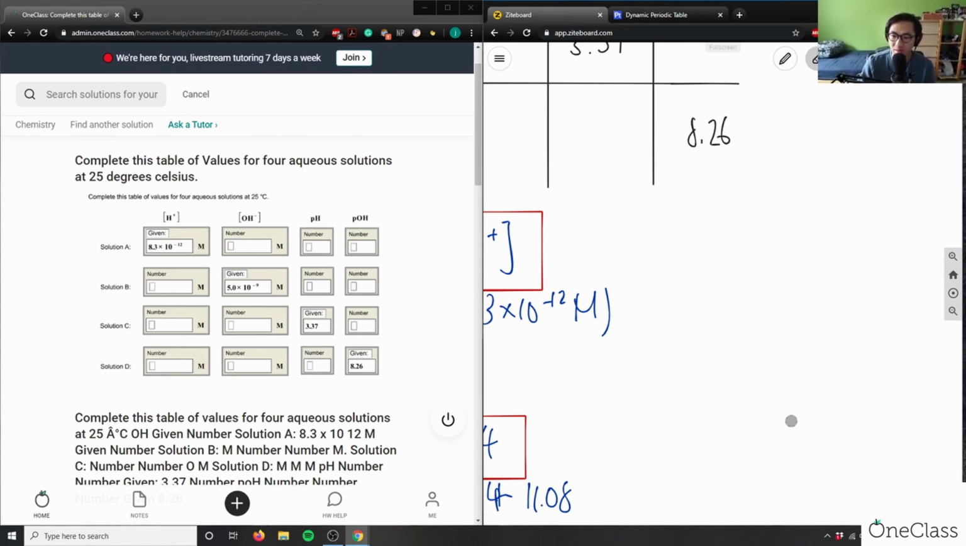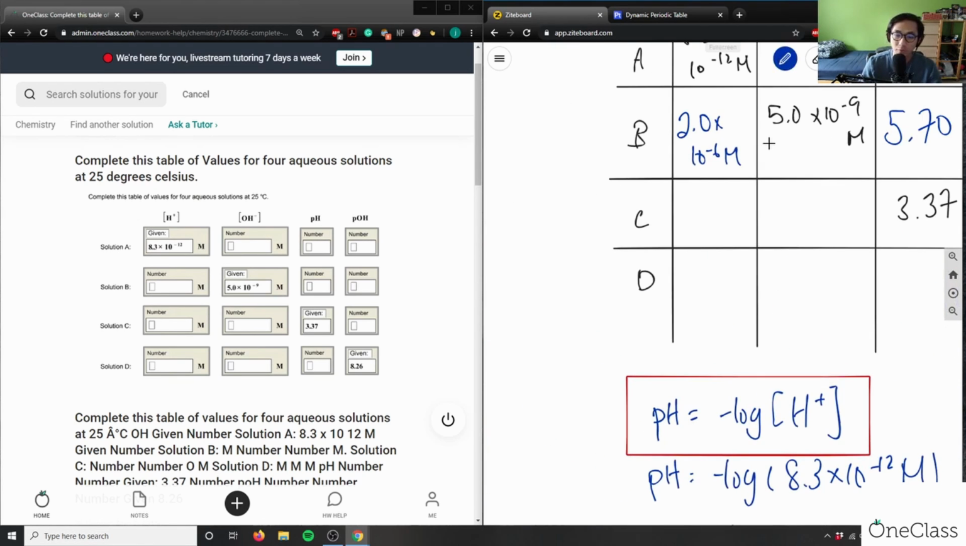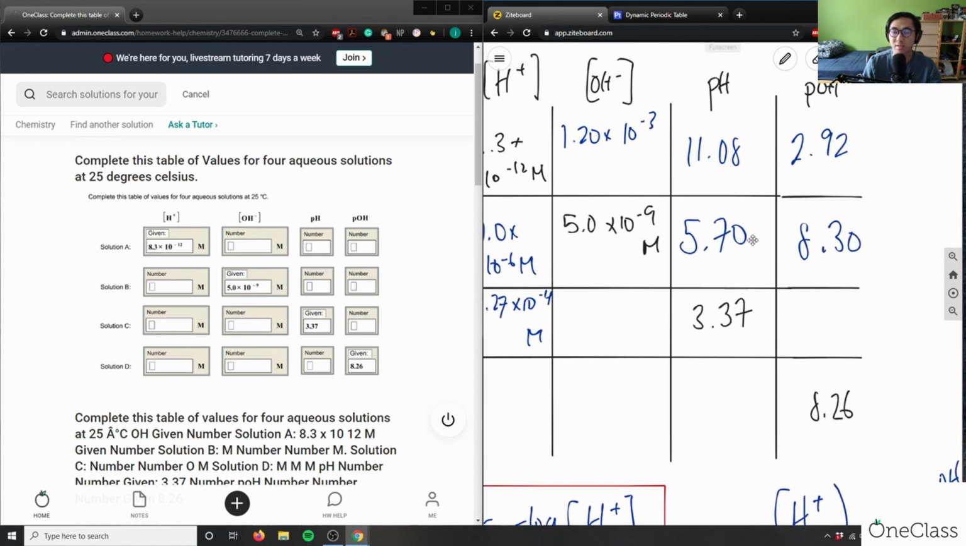But I can basically say that the concentration of H plus ions equals 10 to the power of negative pH, right? So in this case, my pH here is 3.37 for solution C, as you can see here. And this here would equal 10 to the power of negative 3.37. This here equals 4.27 times 10 to the negative 4 molars. And as you can now do, I can simply do 14 minus the pH to get my pOH. So I'm going to do that.